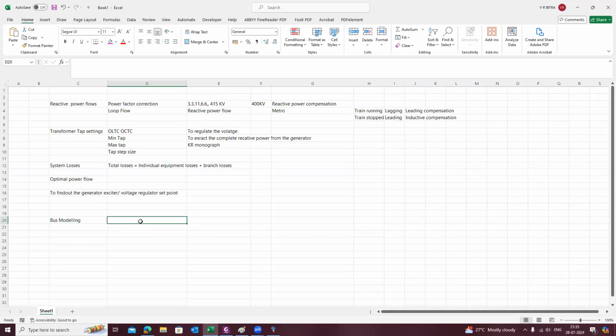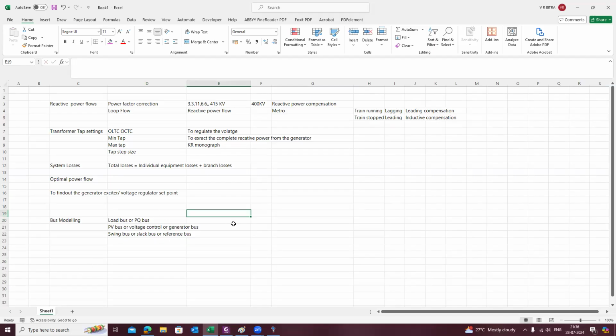Basically, there are types of buses. One is the load bus, or PQ bus. The second is the PV bus, which you can call a voltage control bus or a generator bus. And the other one is the swing bus or slack bus, or you can call it a reference bus. These are the categories we have in the power system. Load bus and PQ bus are the same. So: load bus or PQ bus; PV bus, voltage control bus, or generator bus; and then swing bus, slack bus or reference bus.